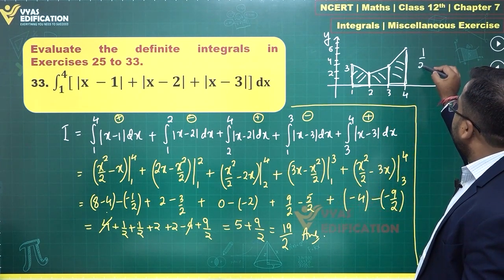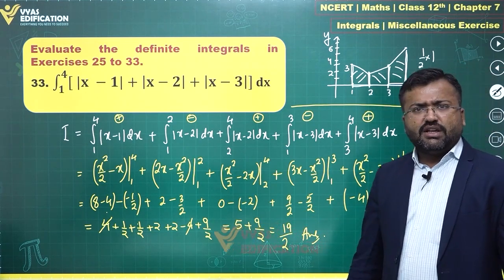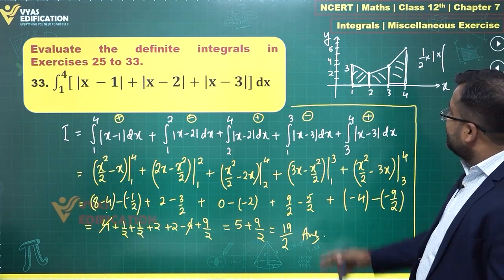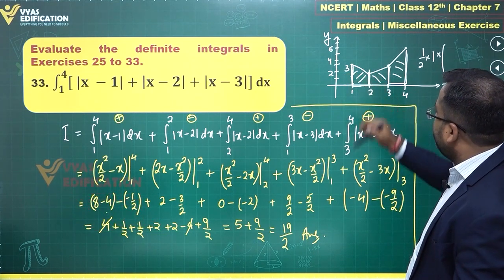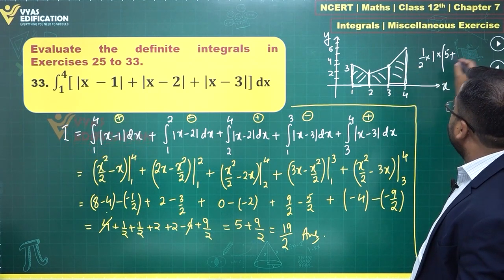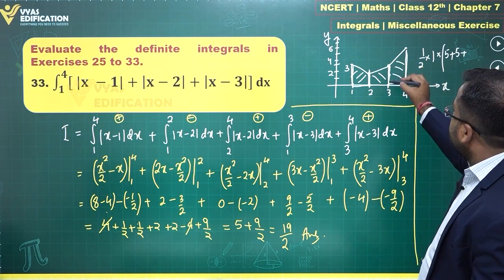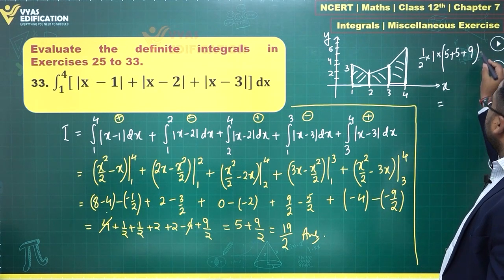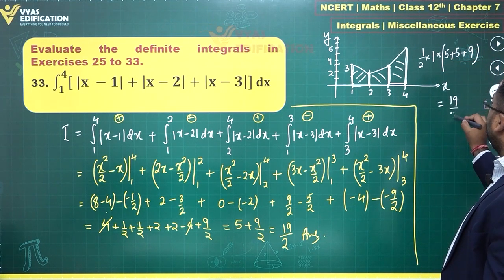If you see half, distance between each of them is 1. Yes. What about sum of parallel sides? Can I take sum of parallel sides 3 plus 2, 5 for this? Sum of parallel sides 2 plus 3, 5 for this. This is 3 and this is 6. Sum of parallel sides 9 for this. What is this equal to? This is 19 by 2.